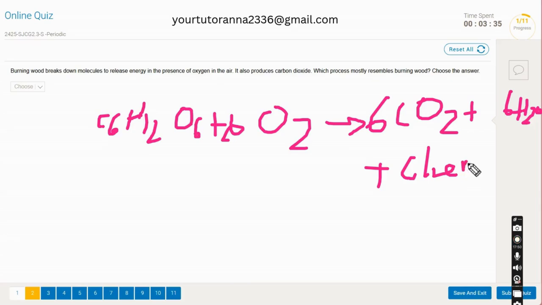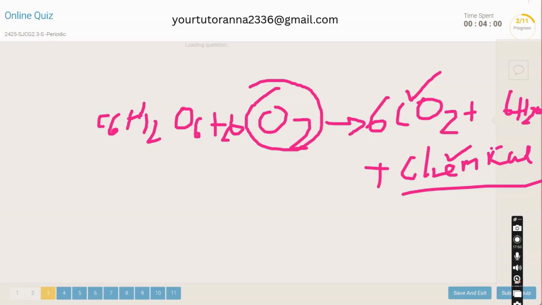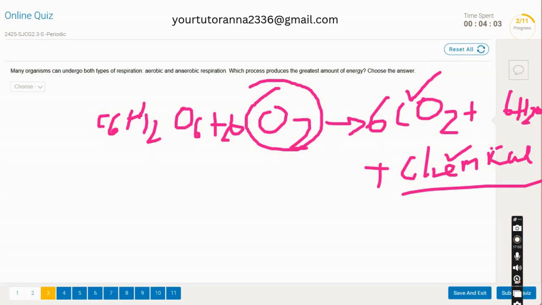Now, chemical energy. What does that tell you? They're telling you that burning wood breaks down the molecules to release energy. You're releasing energy in the presence of oxygen, and it produces carbon dioxide. Chemical energy is also being produced in the presence of what? Oxygen. So what does this tell you? Cellular respiration. And this is the equation for cellular respiration. Just keep that in mind if you want to do these questions quicker.